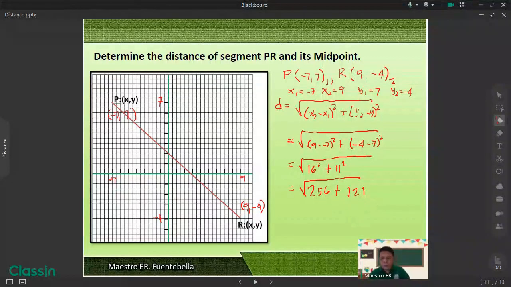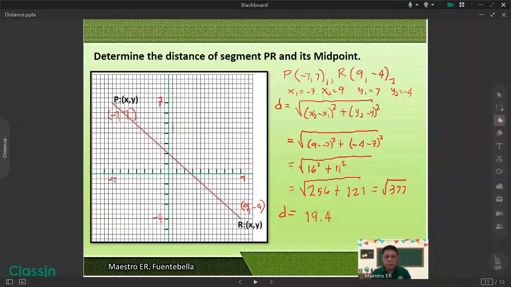So let's add 256 and 121. It is now the square root of 377, or the distance now is equal to the square root of 377, which equals 19.4 approximately. So that is the distance between P and R.